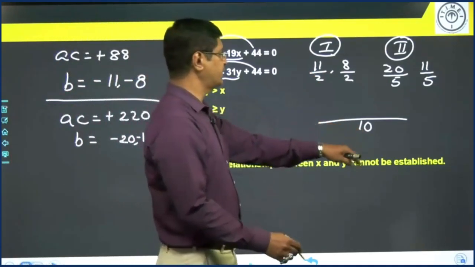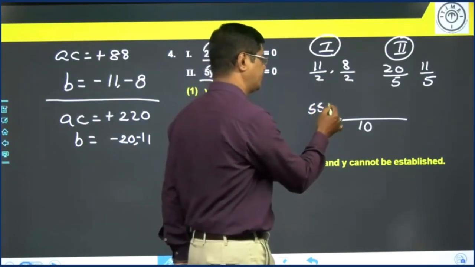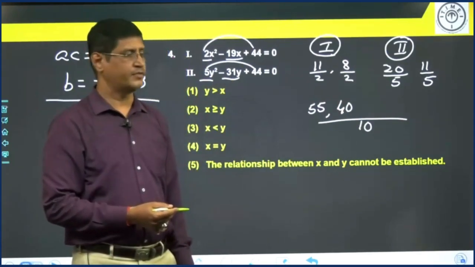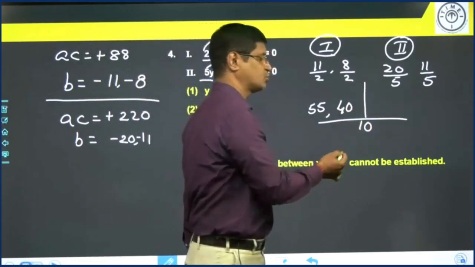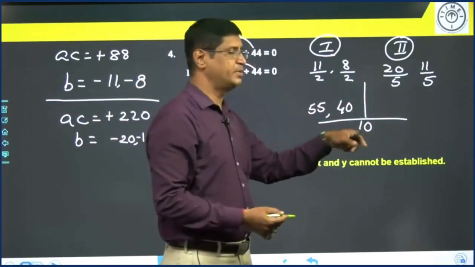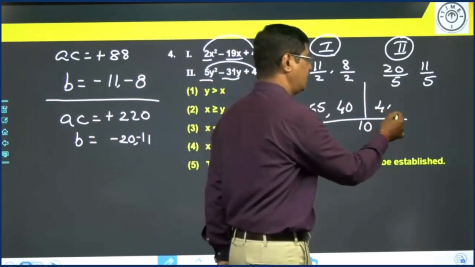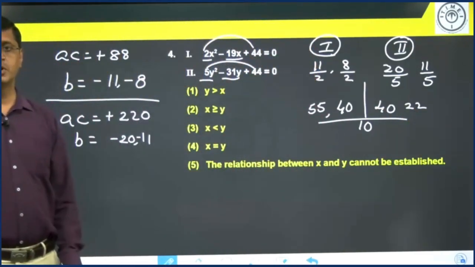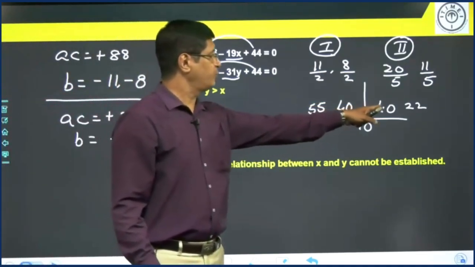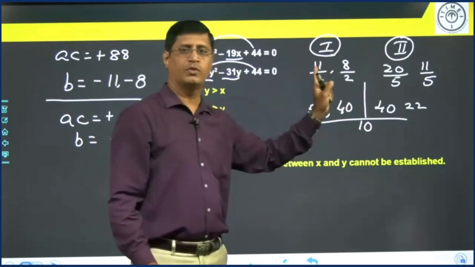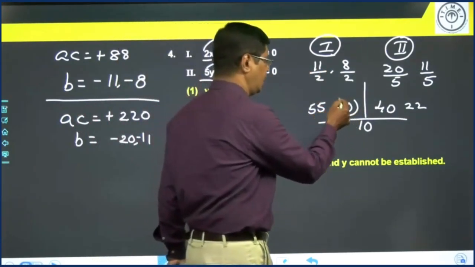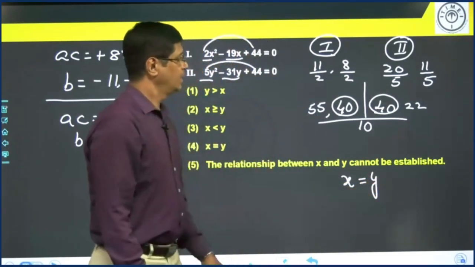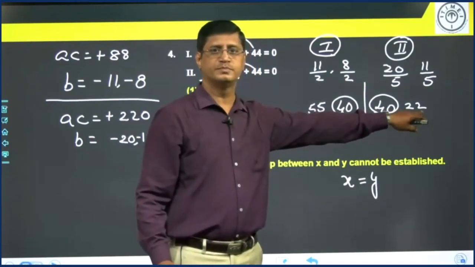So 2 becoming 10 means 5 times, so 5 times the numerator. Just observe: 5 times 11, 5 times 8, the values of the first quadratic equation. Here 5 becoming 10 means double, so 40 and 22. Now just check. Numerically x and y are both the same in one of the roots. 40 and 40 are equal, so we can write x and y are equal. Of course 40 is greater than 22.